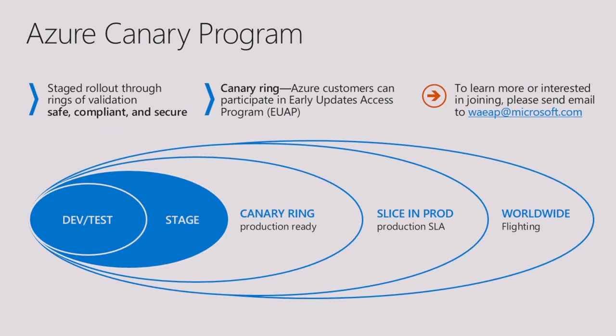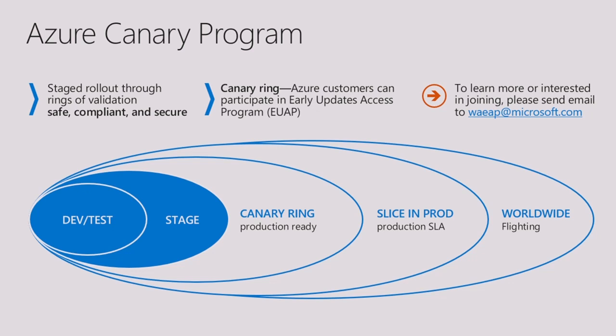Right, so I briefly talked about our staged deployment program. We have what we call the Azure Canary program. This is our early updates access program. Basically, any change that we make on the Azure platform goes through a rigorous staged rollout process across rings of deployment. The first one is our internal dev test environment, where we make sure that everything's working fine and nothing's breaking. Once we're confident of that, we roll it out to our internal stage environment.